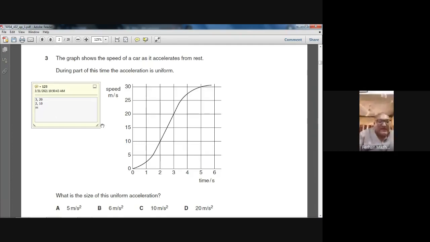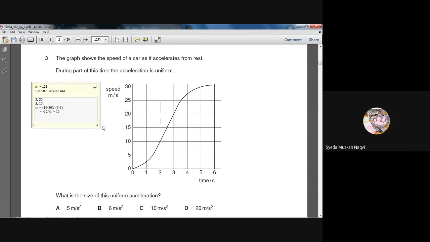The gradient m is equal to y2 minus y1 divided by x2 minus x1. So the gradient will be 10 minus 20, divided by 2 minus 3. 10 minus 20 is minus 10, and divided by, it's not minus 3, it's minus 1. So the answer will be 10. The gradient is 10 meters per second squared. So C is the right choice.